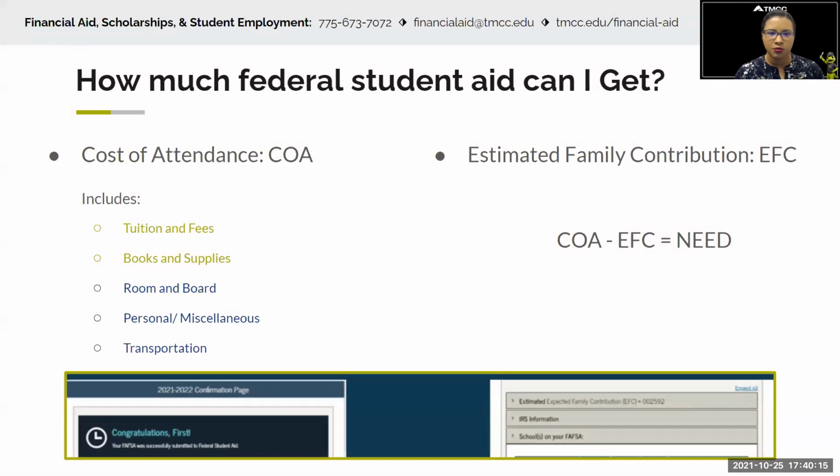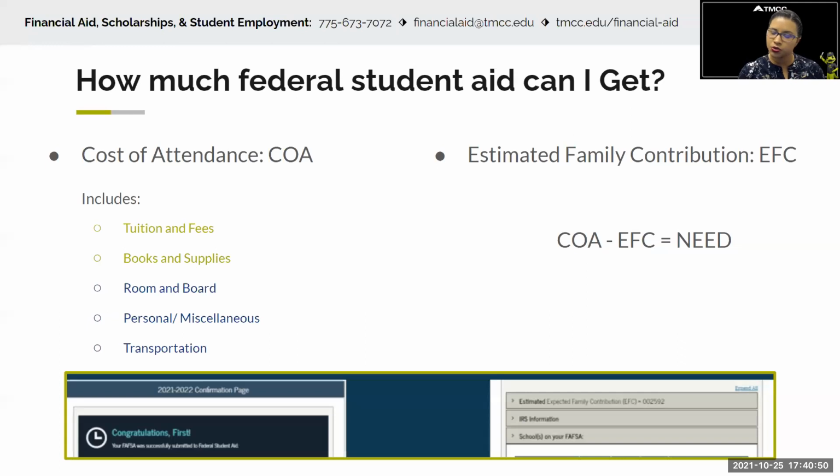So to go over how much federal student aid a student can get, it's very important to check each school's cost of attendance, because the government does not allow students to get more money in financial aid than it costs them to go to school. And the cost of attendance is always going to include 5 standard categories, and those are tuition and fees, books and supplies, room and board, personal miscellaneous, and transportation.